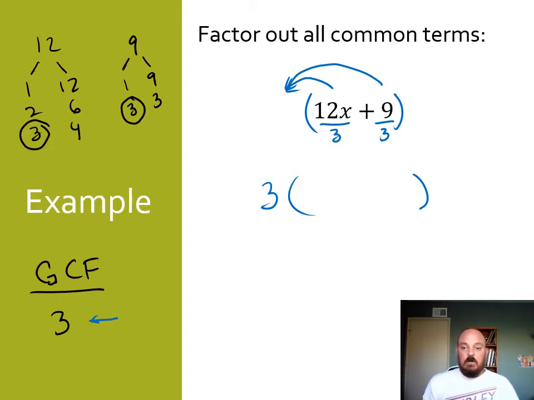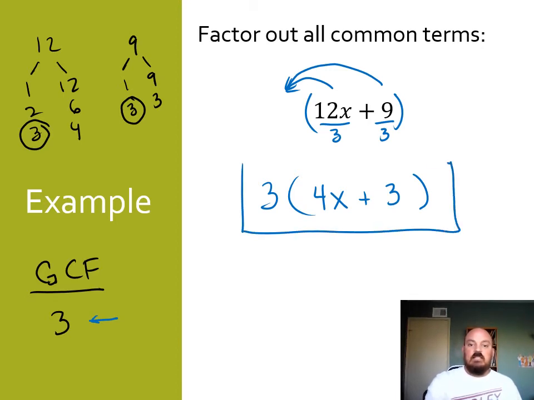Now, to figure out what's left over in the parentheses, just finish the dividing part. So for the 12x divided by 3, I say 12 divided by 3 is 4, and then just leave the x on your answer. Plus, and then 9 divided by 3 is 3. And that's your answer. That's distributive property backwards. Instead of taking 3 times 4x plus 3 and multiplying and getting 12x plus 9, we're starting with the 12x plus 9. We're dividing the 3 out and seeing what's left over.